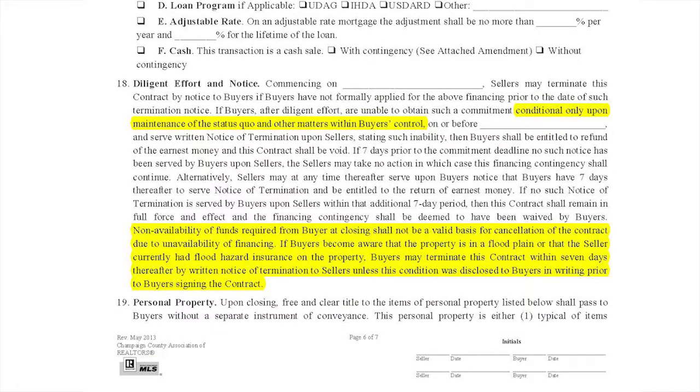So obtain such a commitment conditional only upon maintenance of the status quo and other matters within the buyer's control. So you'd get this pre-approval, then you'd get a conditional approval, and the conditions could range from any number of things. And the idea is it's not an approval under this contract unless it's approved for everything having to do with the buyer's creditworthiness, subject only to the buyer not screwing anything up by buying a new Maserati on credit.